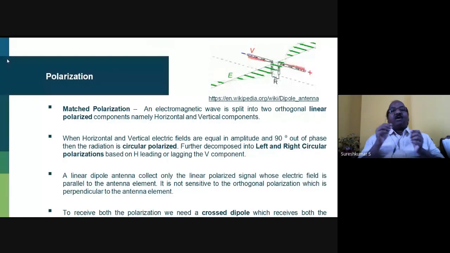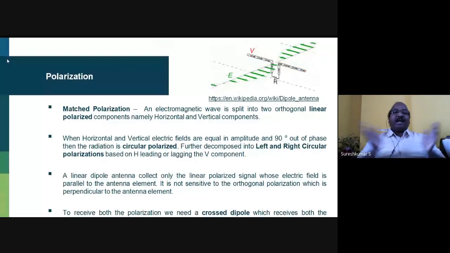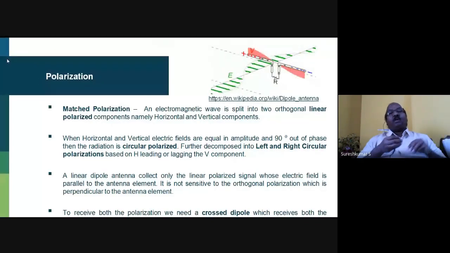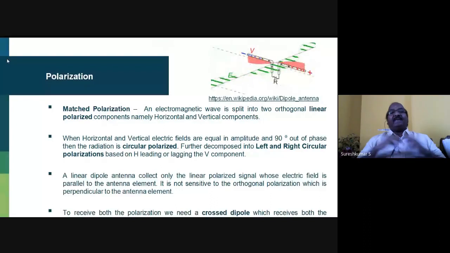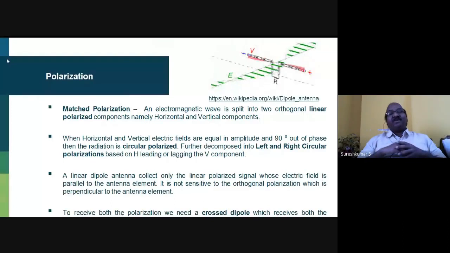In the same way, when these horizontal and vertical elements are of equal amplitude and 90 degrees out of phase between them, and you combine them, you get a circular polarization. In circular polarization, depending on the horizontal component leading or lagging the vertical component, you can get a left or a right circular polarization in your antenna. Not only that, when you receive a circular polarized signal with linear vertical and horizontal antennas, you see a 3 dB reduction. Suppose you transmit a 0 dB signal with circular polarization and receive it with a linear one, you get minus 3 dB in the vertical and horizontal. The same way for the other also.